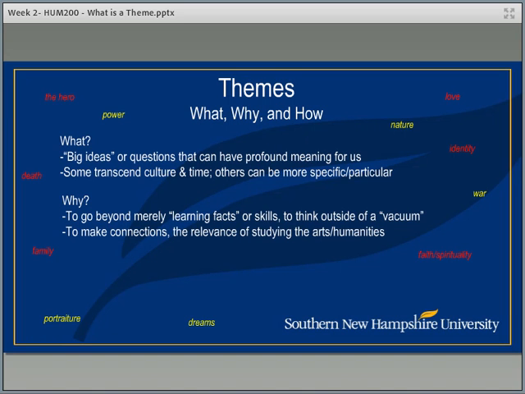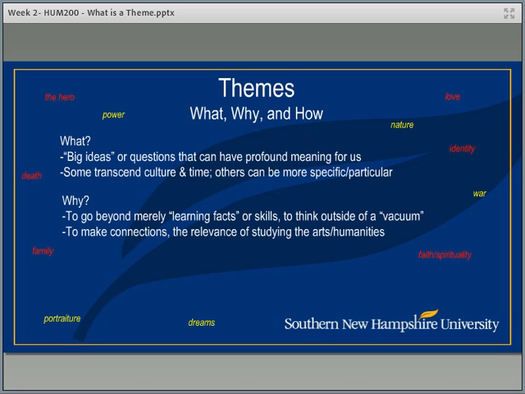Why do we explore this idea of a theme? One reason we ask you to think about works of art and the humanities in terms of themes is that it helps you to go beyond just learning the facts, the dates and the time periods and the names and the artists and so forth. You can start to think about these works of art in a more interesting and rich way. It helps you think about them outside of a vacuum.